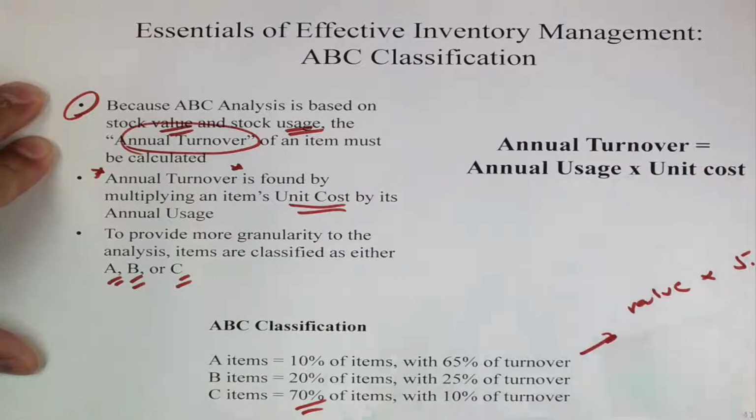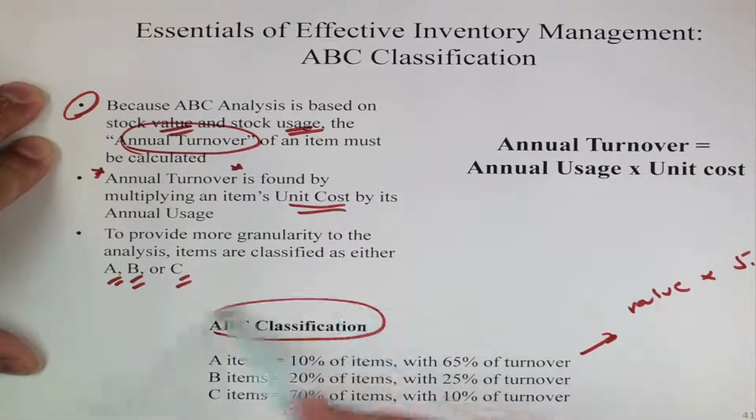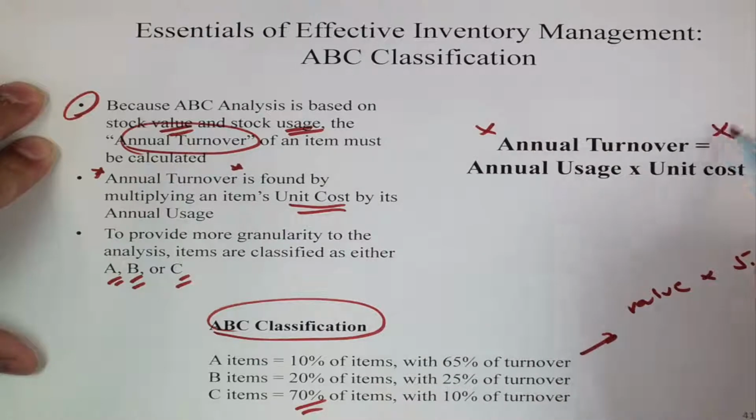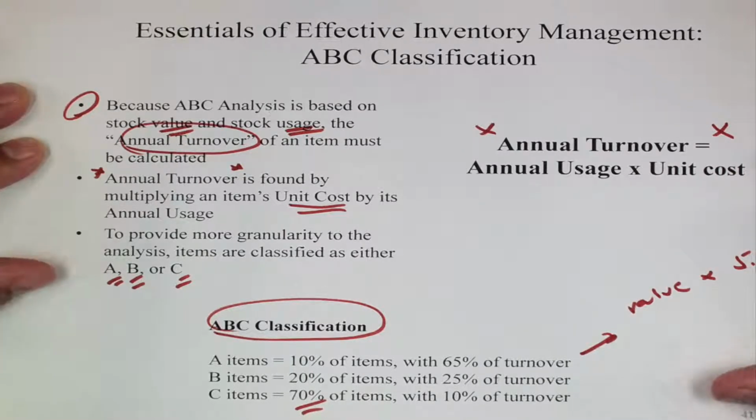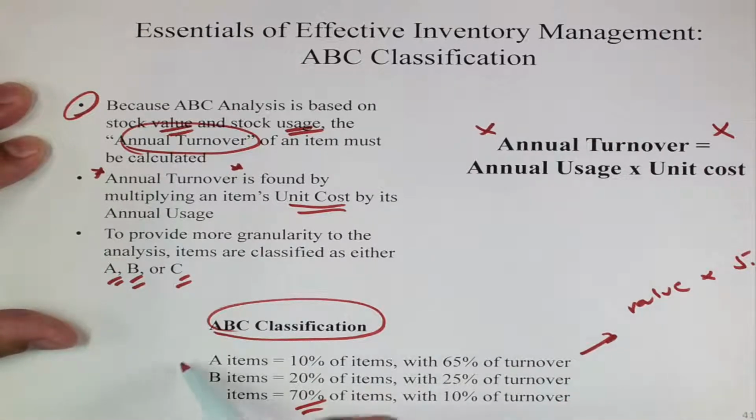So this is where the prioritization component comes in. And just to reiterate, we've said this a couple of times, annual turnover is the annual usage of the given item, of the given SKU, times its unit cost. Not its sales price to our customers, but its unit cost to us. Let's look at this piece even a little bit more closely.